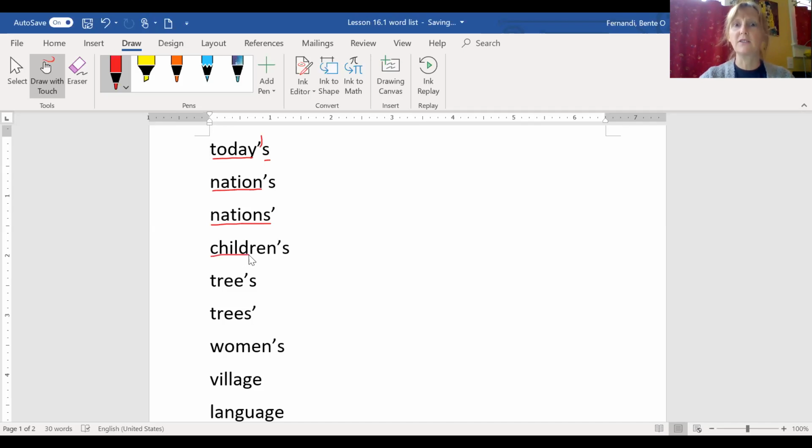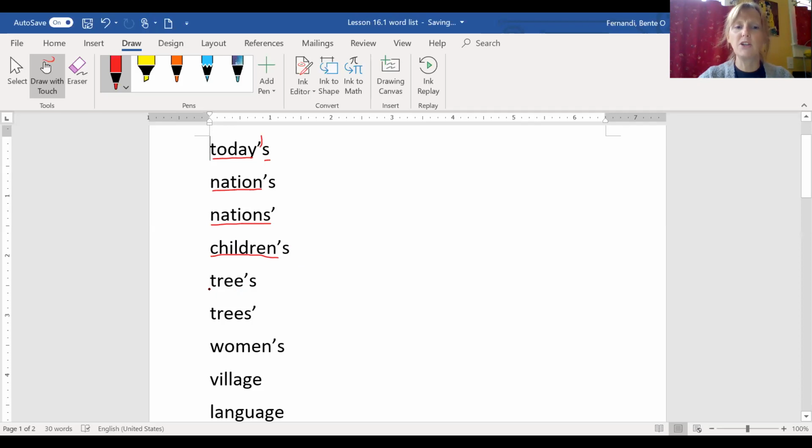Child is our singular. Children is already plural, so we don't need to put the S and then the apostrophe. We've already thought about the plural, and we're just going to do it just like we did before: apostrophe S to show the possessive.